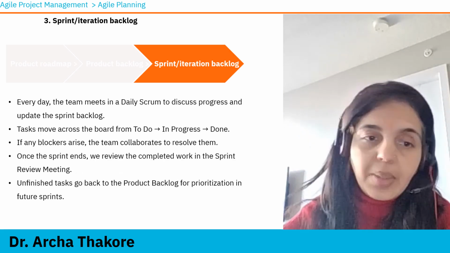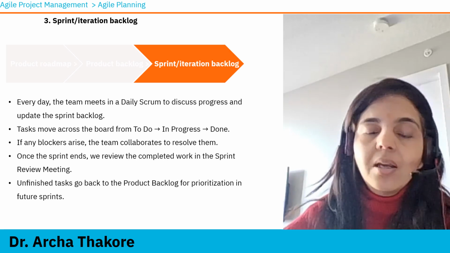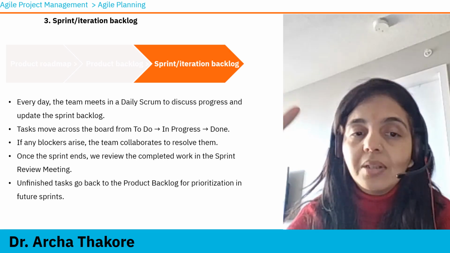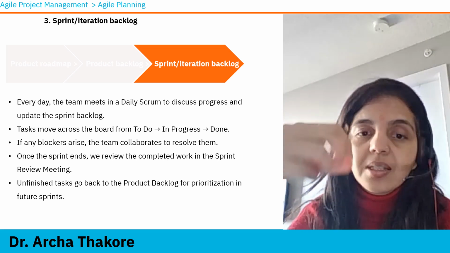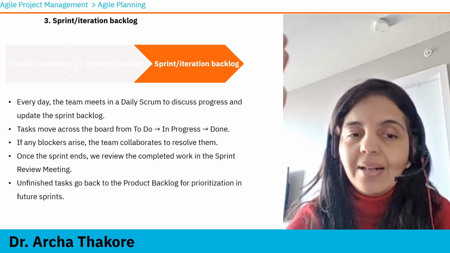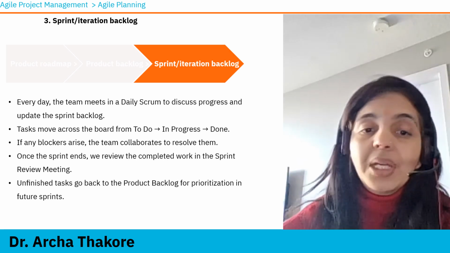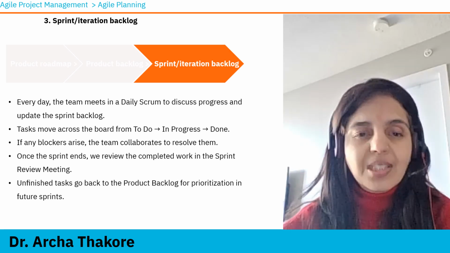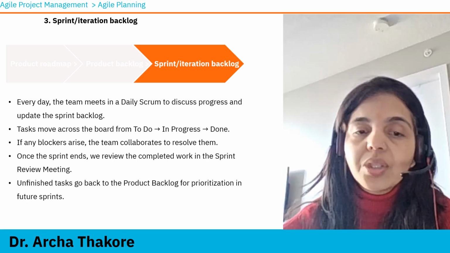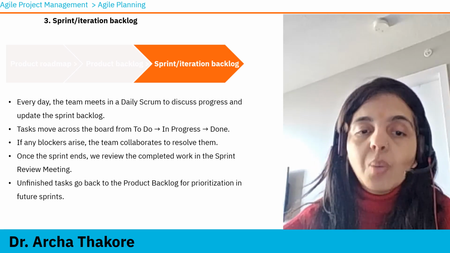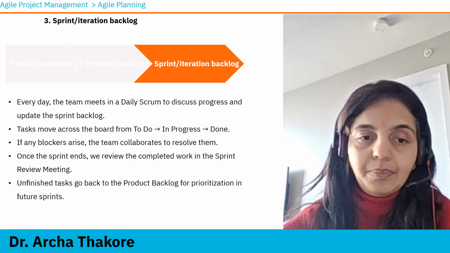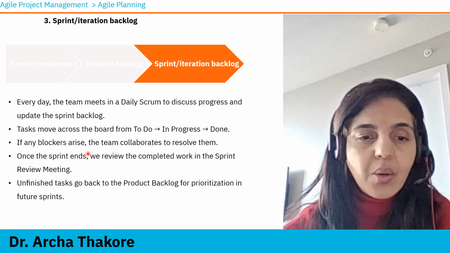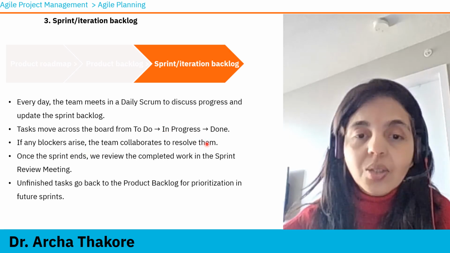Continuing our discussion about sprint backlog, there are few more things that you need to understand. Every day we already covered the topic of daily stand up. Whenever the daily stand up is happening, the Scrum team looks at the sprint backlog and discusses around it. Every day the team meets in a daily Scrum to discuss progress and update sprint backlog. What is done, what is in progress, tasks move across the Kanban board from to do, in progress, and done. Any blockers that the team is facing, any struggle, any questions, the team collaborates and discusses to resolve them.